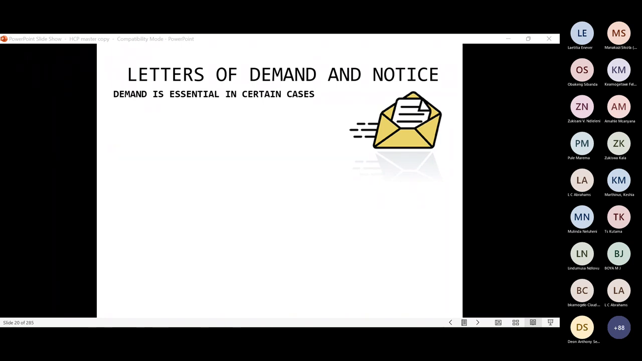Okay, now, all of you remember from your school days how to write a letter. It has a beginning, a middle, and an end. Nothing is different. It's still the same. You have the introduction, the middle, what you tell the people, what it's about, and then the conclusion at the end. The letter is on the attorney's letterhead, right? So a demand is essential in certain cases.